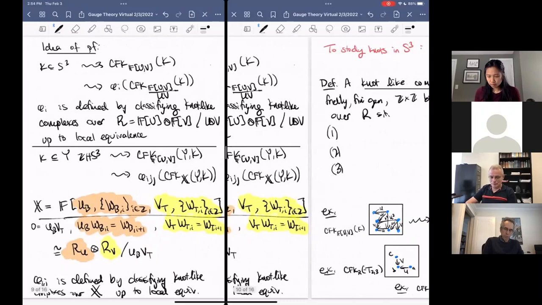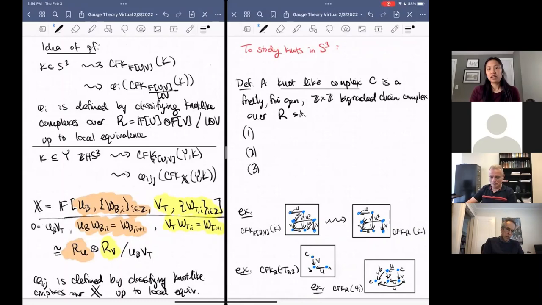So again, I want to first talk about the case of knots in S3, because the story will be analogous for knots inside of homology 3-spheres. It's just that the ring is different. So for knots in S3, again, we're working with this ring, two variables where UV equals zero. And we'll work with knot-like complexes, which are finitely freely generated bigraded chain complexes over R. And the properties of being a knot-like complex are motivated by the knot Floer complex of a knot.